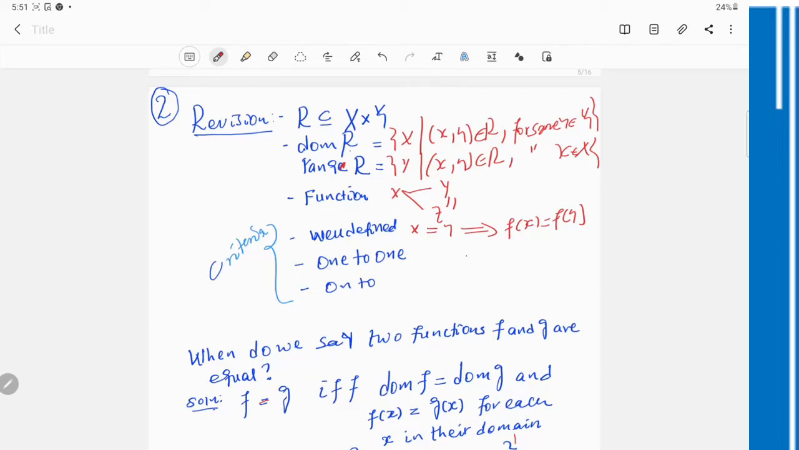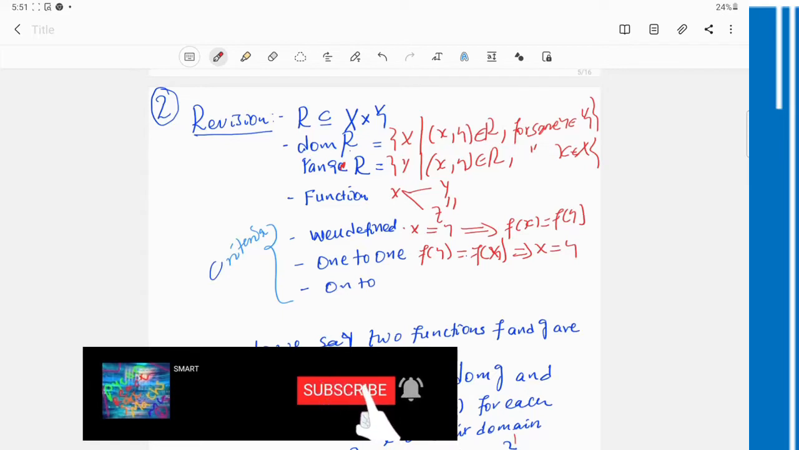For one-to-oneness, this is like the inverse of this condition. If you have equal functional values, then the first components are equal. Any function that satisfies this condition, we call a one-to-one function. We can also use geometry to check one-to-oneness, which is the horizontal line test.